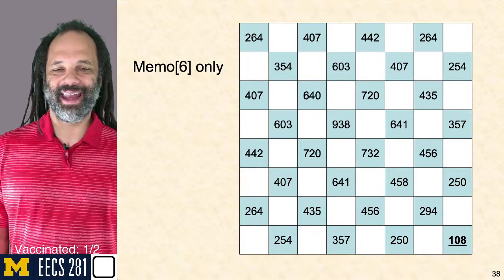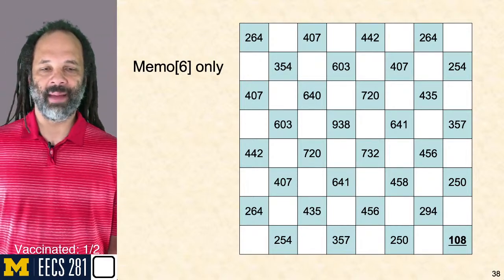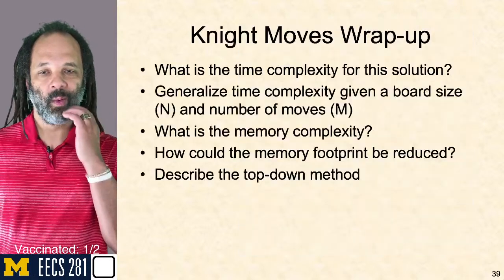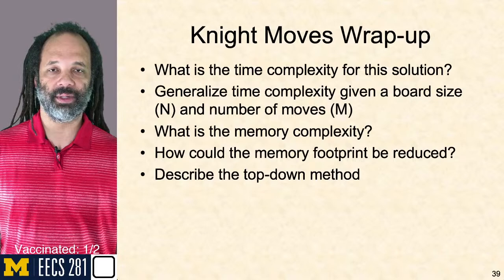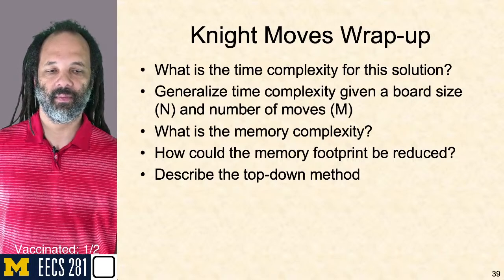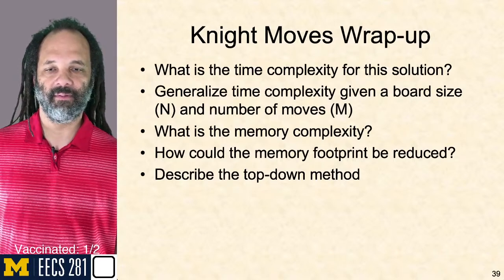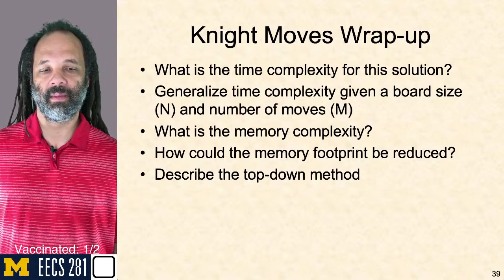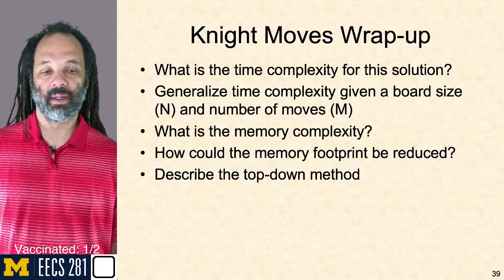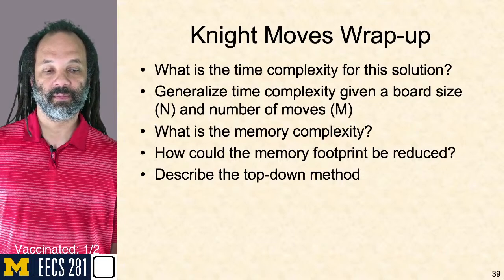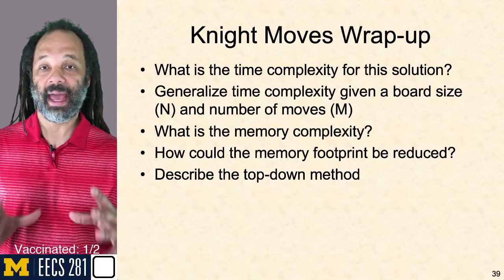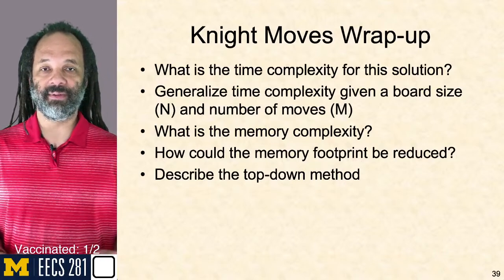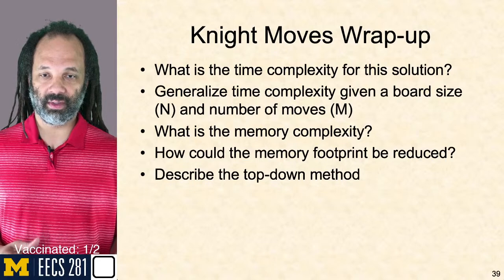So that is knight moves with dynamic programming. Let's talk about it a little more. What is the time complexity for this solution? Feel like we have this memo, and the memo is 8 by 8, obviously for every board. But in order for me to get 6 moves in, I need 7 boards.